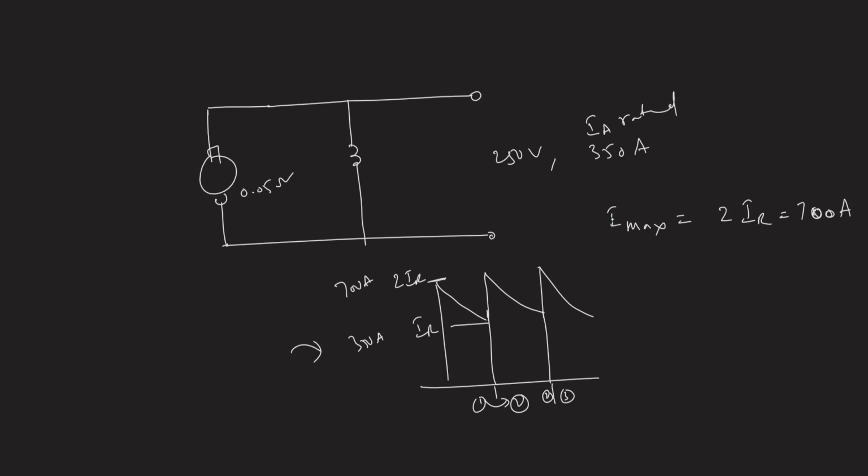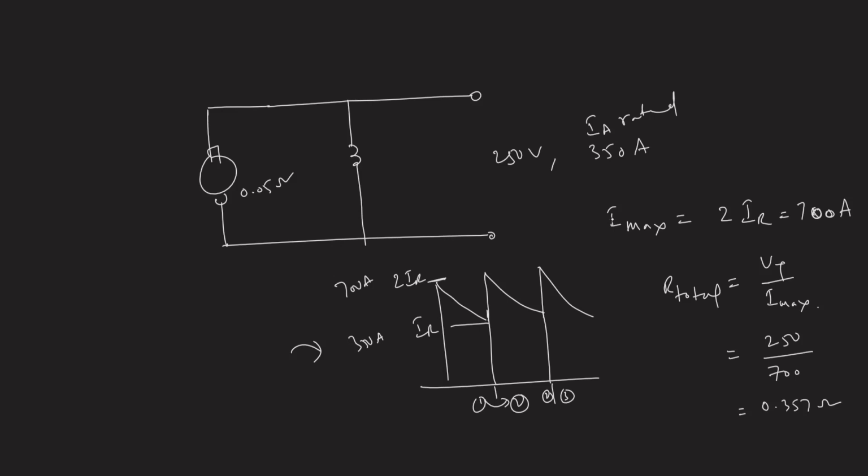So how do I calculate? First thing is R total. R total is equal to Vt by maximum current, the maximum current which I am trying to limit at the starting. So this will be 250 by 700 amps. So it comes to 0.357 ohms. So R total is 0.357 ohms.